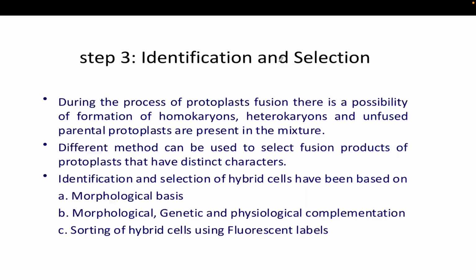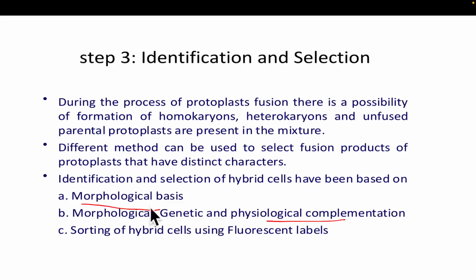Then the third step is identification and selection. Once you have isolated the protoplasts and fused them, you have to identify and select those protoplasts which have your desired characteristic. For that, there are different methods to identify them. It can be based on morphology, genetic and physicochemical or physiological complementation, and through certain dyes you can also identify the hybrid cells.